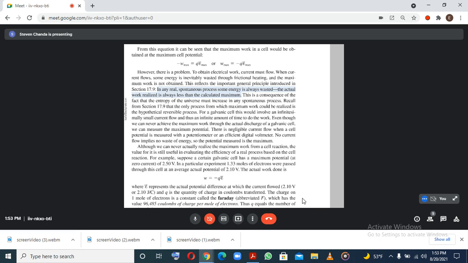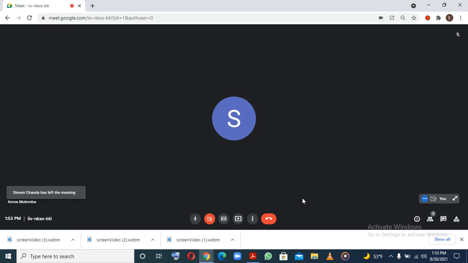For example, suppose a certain galvanic cell has a maximum potential at zero current. So what does that mean? They are simply saying that at zero current, there is no current flowing, and because there is no current flowing, no energy is lost. Because no energy is lost, that value is the maximum potential, or the maximum electromotive force that that particular galvanic cell can produce. So let's take note of that.